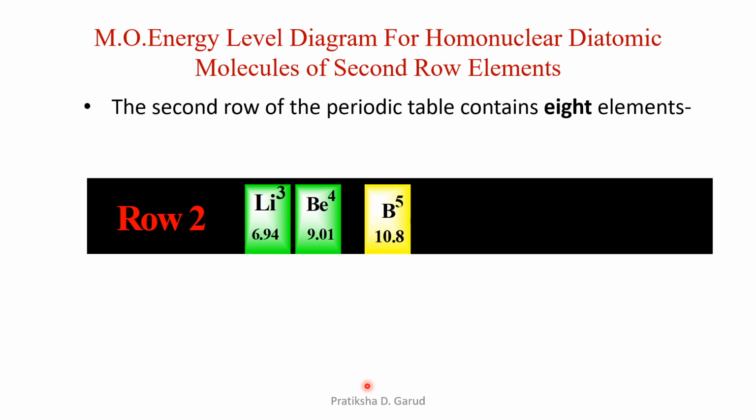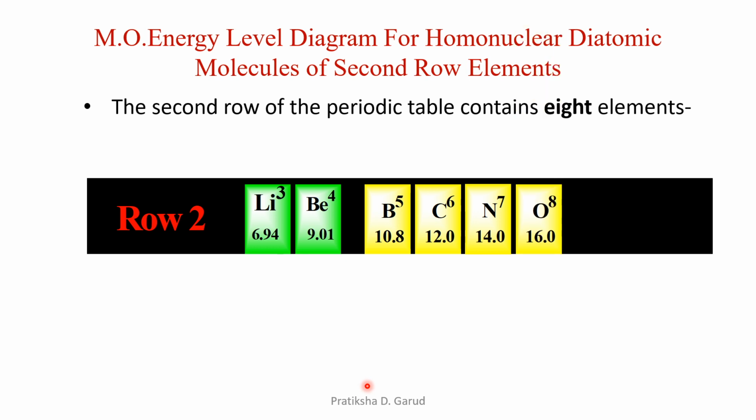The third element is boron, having the atomic number 5. Next is carbon with the atomic number 6. Then nitrogen, atomic number 7. Oxygen, atomic number 8. Fluorine with the atomic number 9, and the last one is neon with the atomic number 10. So these are the total 8 elements present in the second row of the periodic table.